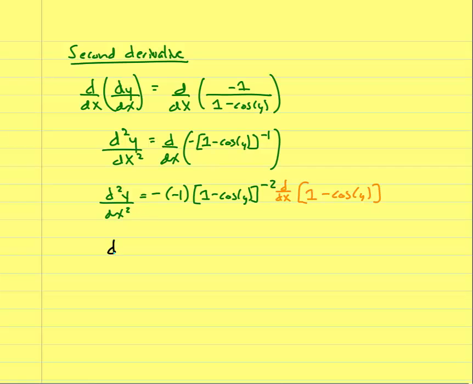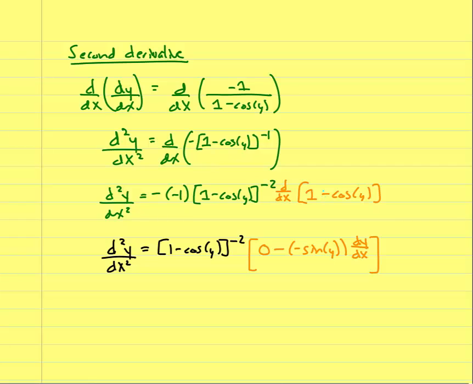Okay, rewriting, I have d squared y dx squared equals negative times a negative is a positive, so I can just drop that notation. And then I have this 1 minus cosine of y to the negative 2, which I think will eventually flip. And then over here, this is interesting, the derivative of 1 is 0. So I'm just going to leave that as a 0. I'm going to show that as my placeholder here. In the derivative, I'm going to drag along the minus sign. The derivative of the cosine of y is the negative sine of y times the derivative of y with respect to x.